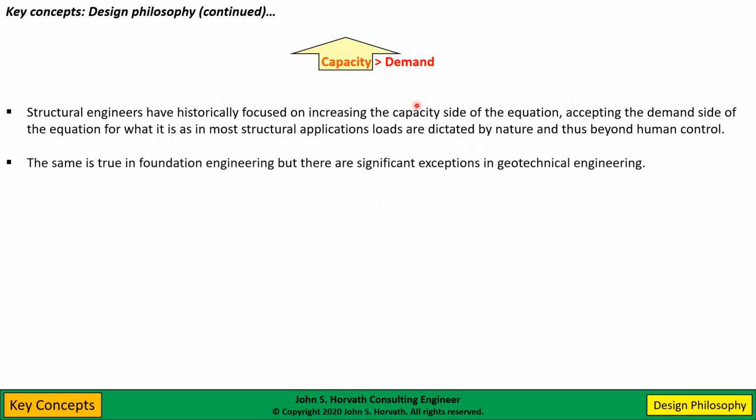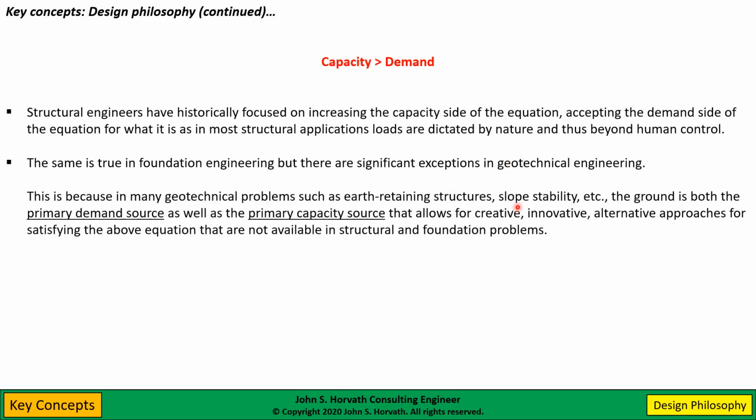Now, the same is true in foundation engineering, but there are some very significant exceptions in geotechnical engineering. And I'm emphasizing this because, as we'll see in a minute, this plays a very, very significant role in the topics I'm talking about in this presentation. In geotechnical engineering, many of the problems, such as earth retaining structures, slope stability, the ground, interestingly enough, is both the primary demand source, but it's also the primary capacity source. So the ground really influences both sides of this equation, the same ground.